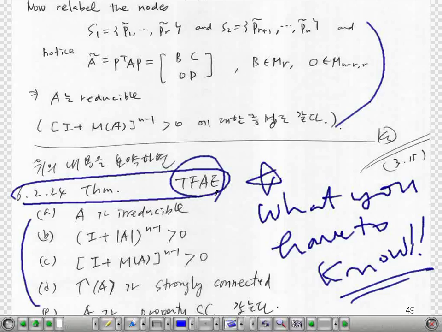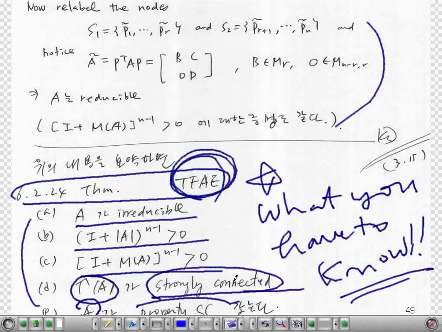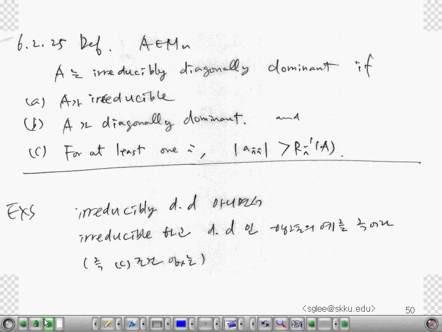The following statements are all equivalent. First, A is irreducible. This power of the matrix has all positive entries. Same for the indicator matrix. The corresponding directed graph gamma of A is strongly connected. The matrix A has property SC. They are all equivalent. You will see this strongly connected condition in graph theory, and this irreducibility condition in matrix theory and all other applications. This is the theorem that you can use. You can easily check whether the given matrix is irreducible or has property SC just by checking it.